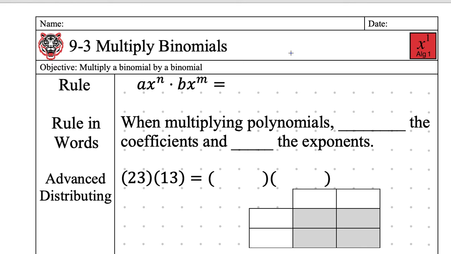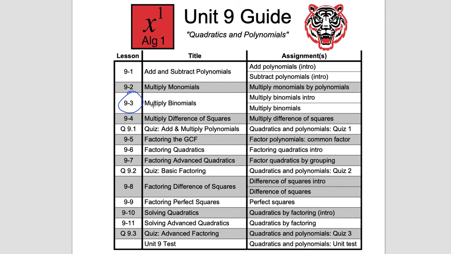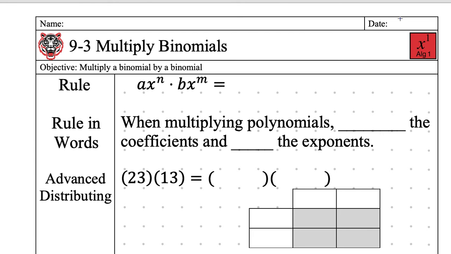All right, we are in Algebra 1. Today's lesson is 9-3, Multiply Binomials. In terms of the unit guide, we are right here, which means on Monday when we get back, we're going to be multiplying difference of squares, and then we have a quiz on Tuesday. All right, so today's date is Friday, March 6, 2020.